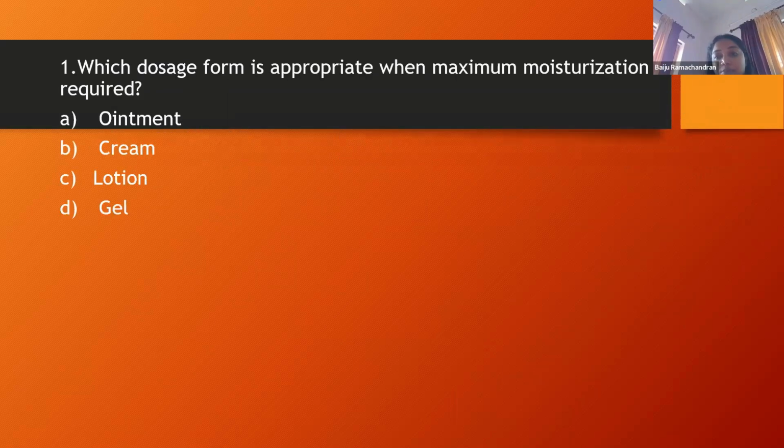Other options: cream. Cream also gives moisturization, but when we compare it with ointment, it has less moisturization. Lotion has a watery texture, right? So there is more water content in lotions. And gel is also a 3D water structure. So the dosage form with the maximum moisturization is ointment.